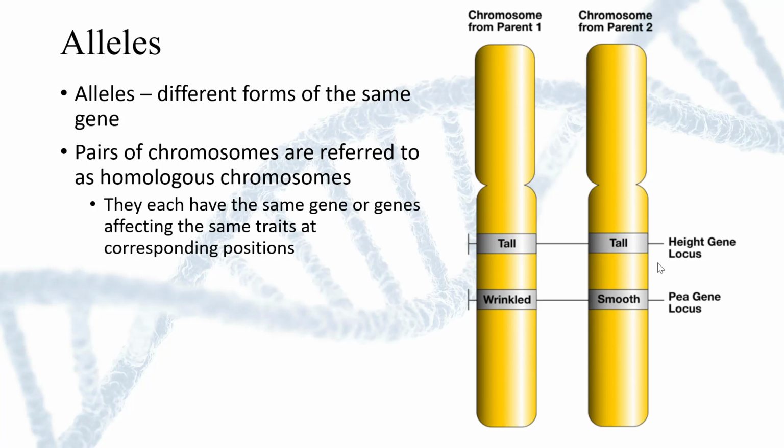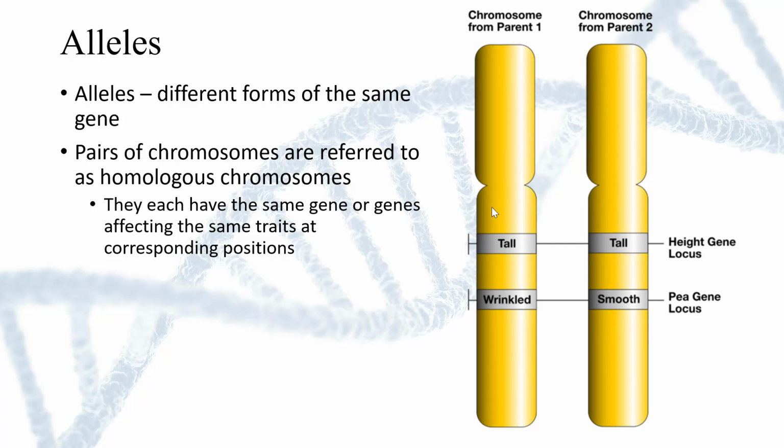So one on one chromosome, one on the other chromosome. And those pairs of chromosomes are called homologous chromosomes, right? And they could have different versions of the same gene. Those different forms of the same gene are referred to as alleles.